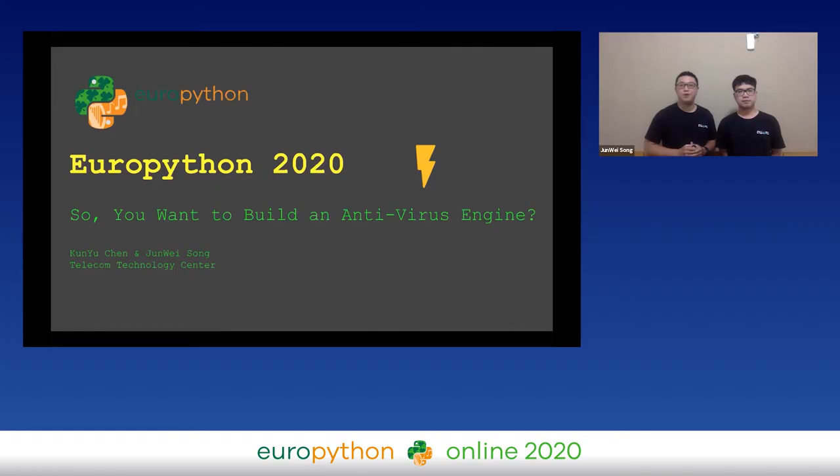Today, our topic is, so you want to build an antivirus engine. And we'll be demonstrating our engine, Quark. It is an obfuscation-neglect Android malware scoring system.